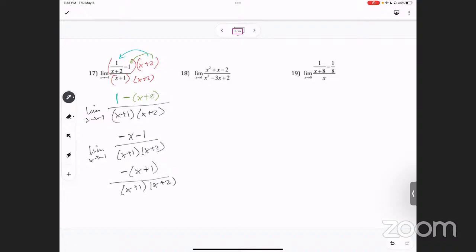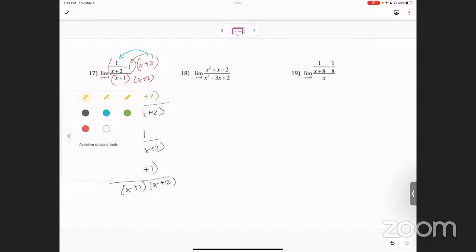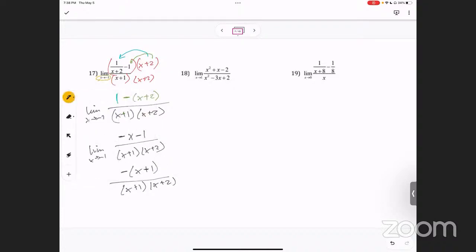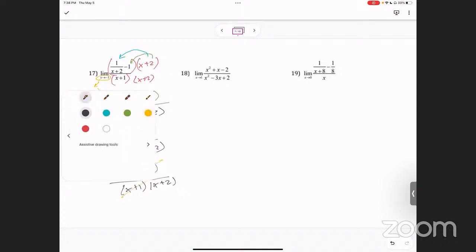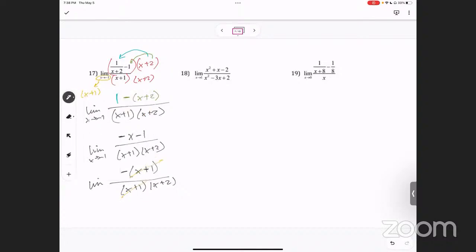There has to be a factor of, look up here at the top again. Since you had 0 over 0, somehow you can rewrite it so that there's an x plus 1 on the top and the bottom. And that's what you just did. So it's going to be negative 1 plus 2, which is 1.